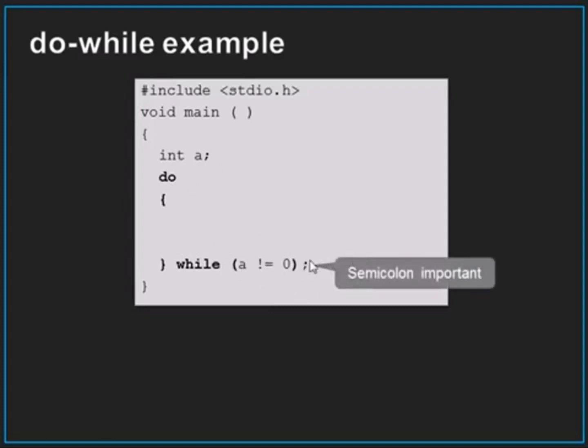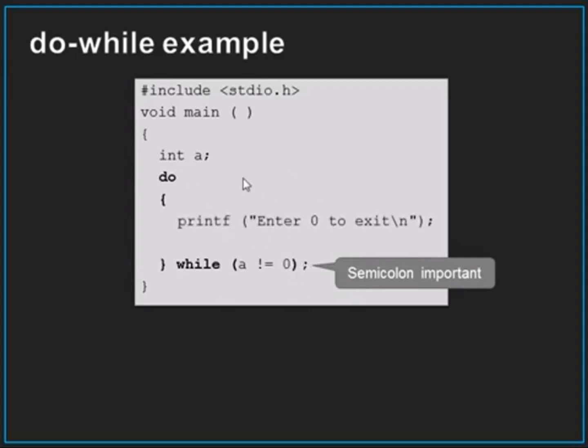Remember that a semicolon is always important after while. There is always a semicolon after while because this statement is ending here and there are no braces to terminate or end that block. So a semicolon is important in a do while loop. Many people make mistakes in that.